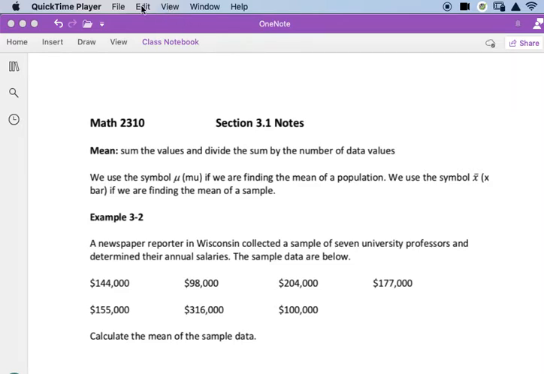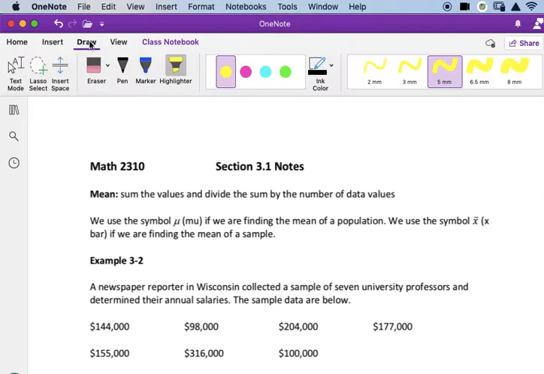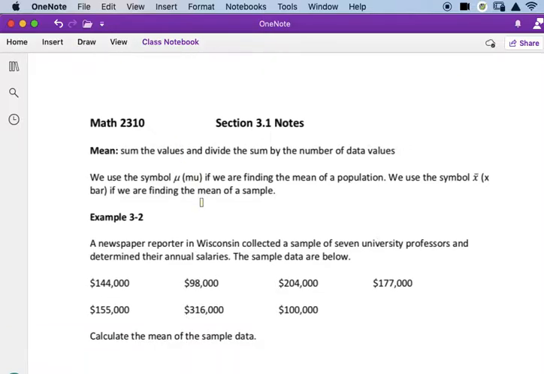We have two symbols for the mean that we're going to see in this class. The first is mu, which is a Greek letter mu, and we use mu if we are finding the mean of a population or referring to the mean of a population. We use the symbol x bar, which is an x with a horizontal line across the top, if we're talking about the mean of a sample. And remember, population is the entire group that we're interested in, and a sample is a smaller group taken out of that larger group.